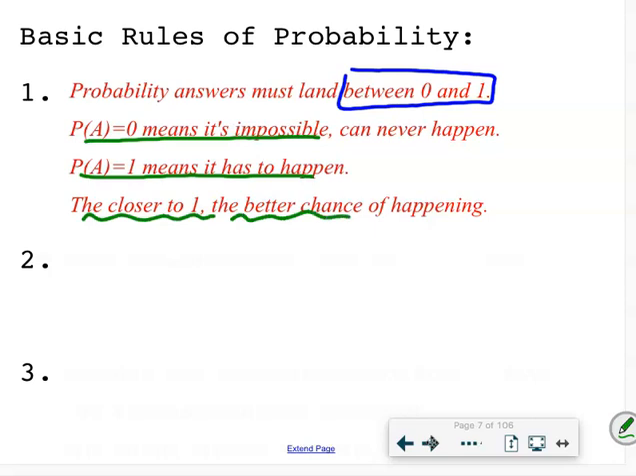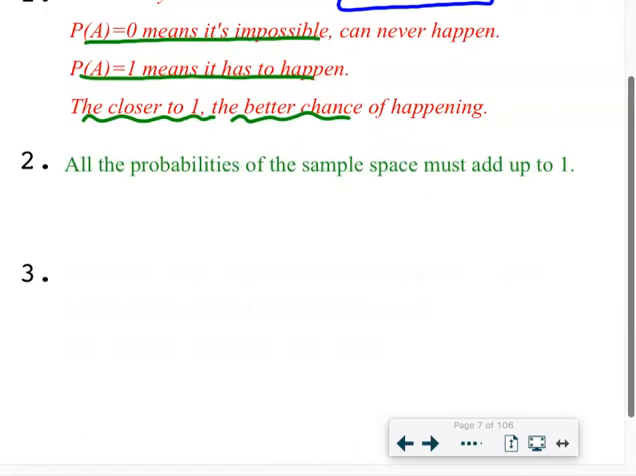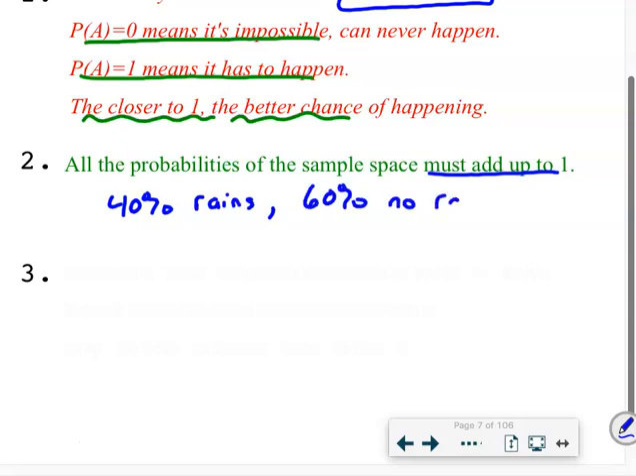So higher probabilities mean it's more likely to occur. Lower probabilities mean it's less likely to occur. Rule number 2, all the probabilities of a sample space must add up to 1. So if there's a 40% chance that it rains, that means there's a 60% chance of no rain, because it's either going to rain or it's not. There's no middle ground. Those two numbers have to add up to 100% or 1.